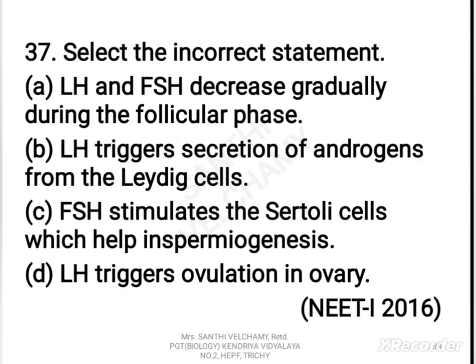Now next question. Select the incorrect statement. A. LH and FSH decrease gradually during the follicular phase. B. LH triggers the secretion of androgens from the Leydig cells. C. FSH stimulates the Sertoli cells with help in spermiogenesis. D. LH triggers ovulation in ovary. Can you find the correct answer? The correct answer is A. LH and FSH decrease gradually during the follicular phase.